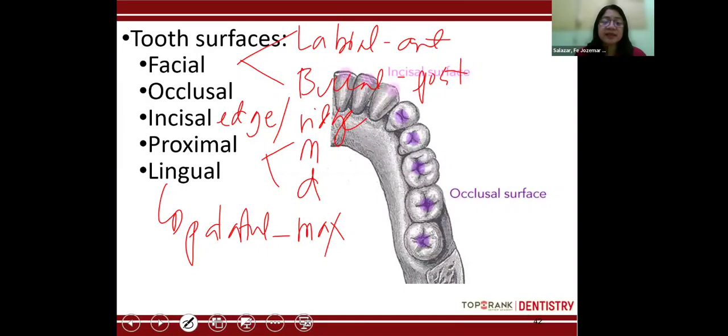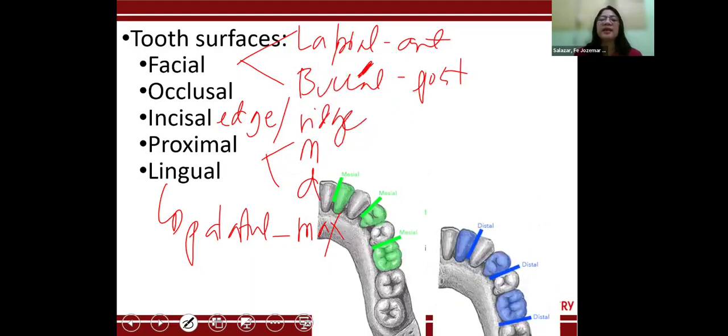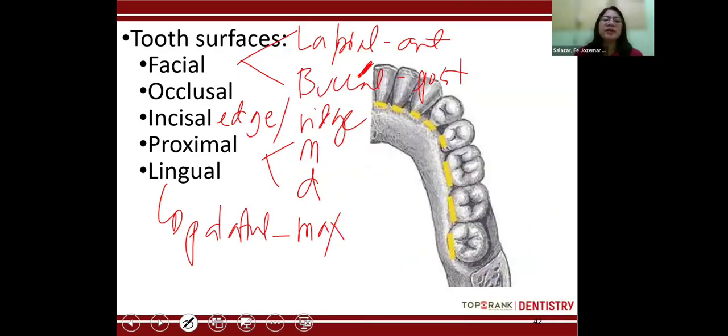Okay, maxillary teeth. Okay, so labial, it faces your lips, buccal faces your cheeks. Mesial is near the midline, distal is farther from the midline. Palatal or lingual facing the palate or the tongue. Okay, so ito yung mesial, ito yung distal, ng canine. Okay, and then your lingual.